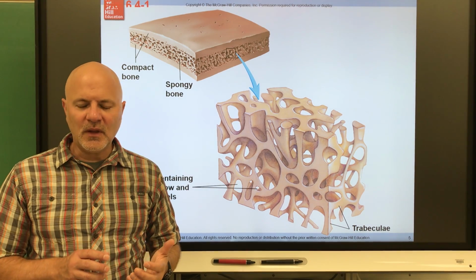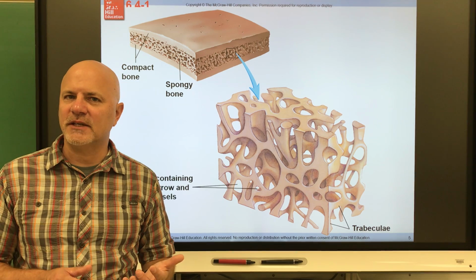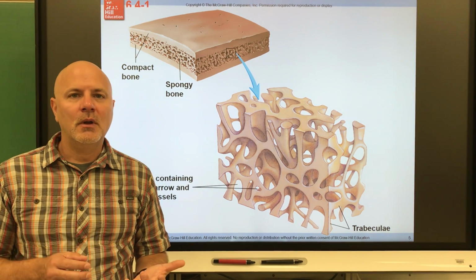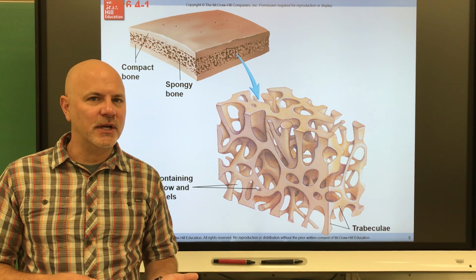So bone in general is primarily made of calcium phosphate, which is a mineral, so salt mineral, that has collagen in there.